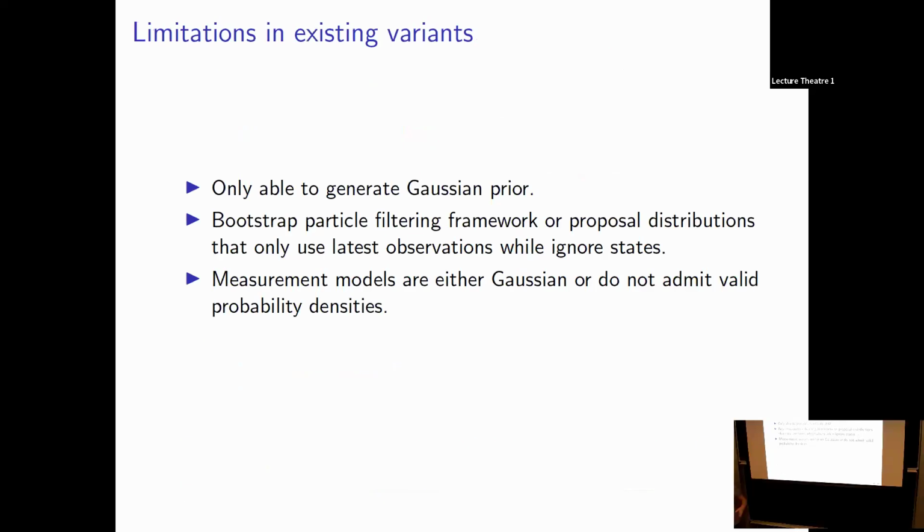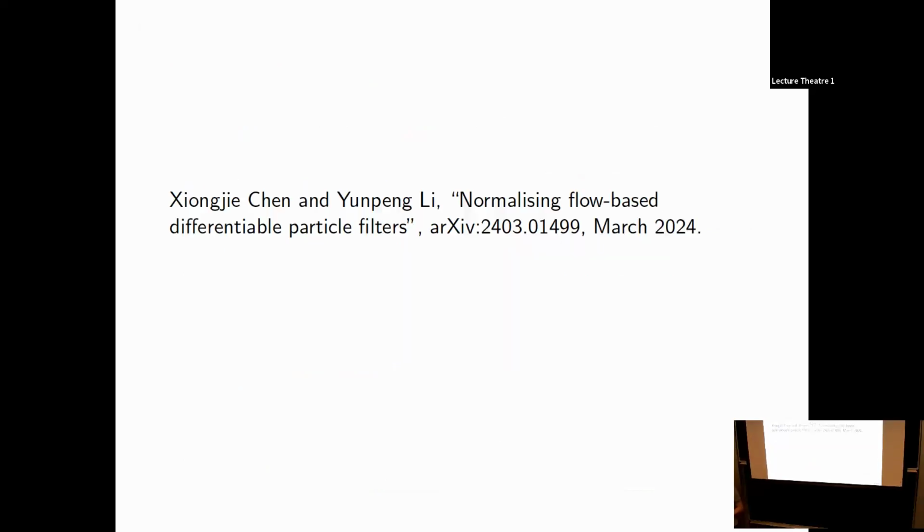And then the measurement models are either Gaussian, which I didn't talk about that variant, or do not admit a valid probability density, as we briefly discussed just now. So those are some of the existing approaches. When I first read that 2018 paper, we thought about what we can do.